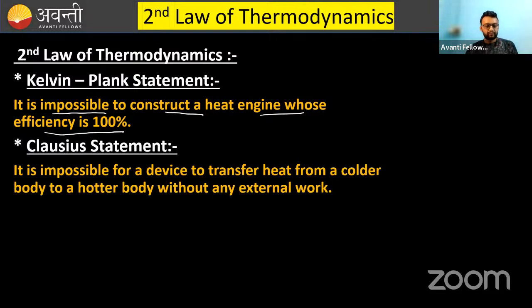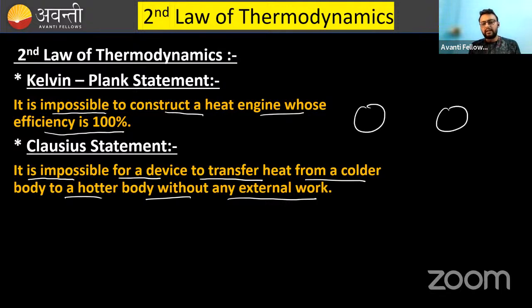The second statement is the Clausius statement. This is again a very important relation. It says it is impossible for a device to transfer heat from a colder body to a hotter body without any external work. You can see what generally happens if there are two bodies like this: one is at 100 degrees Celsius and the other is at 50 degrees Celsius.